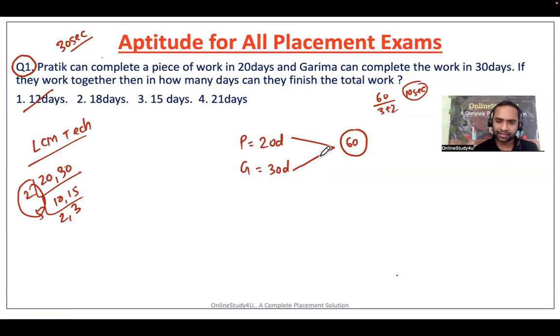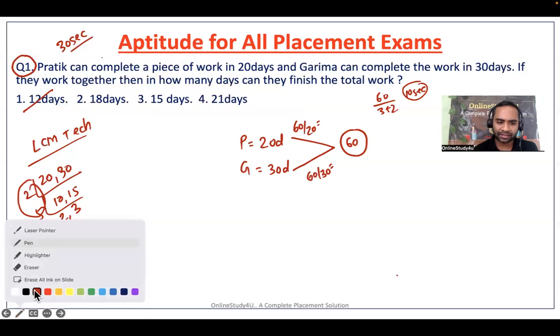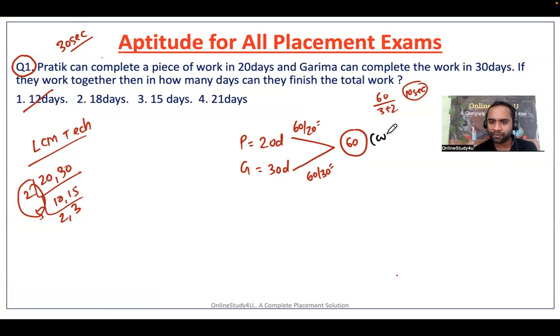Now 60 divided by 20. Sir, why are we doing that? You will get the clarity, don't worry. And 60 by 30. Now friends, once you take the LCM, that becomes our work. It will work in every kind of problem, which is why I have taken all types of problems. Now 60 by 20 will be 3 and 60 by 30 will be 2, and this will become our efficiency.